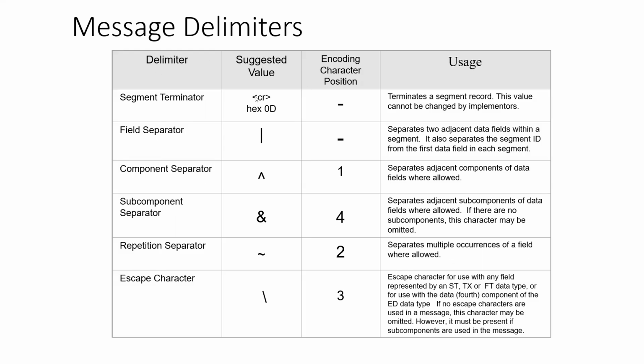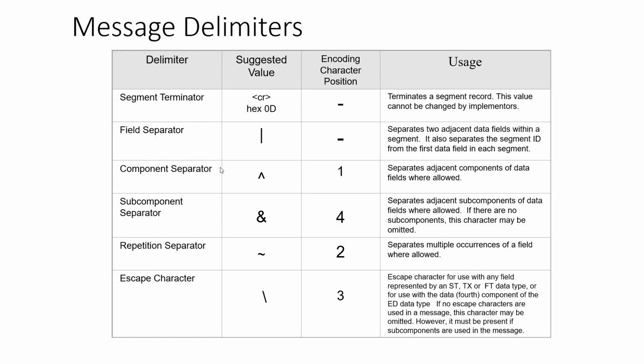So the segment terminator is represented with CR, which is called carriage return. This indicates the end of the segment. At the end of every sentence in the English language, we have a full stop, right? So a full stop represents the end of the sentence. In the same way, this carriage return represents the end of the segment.